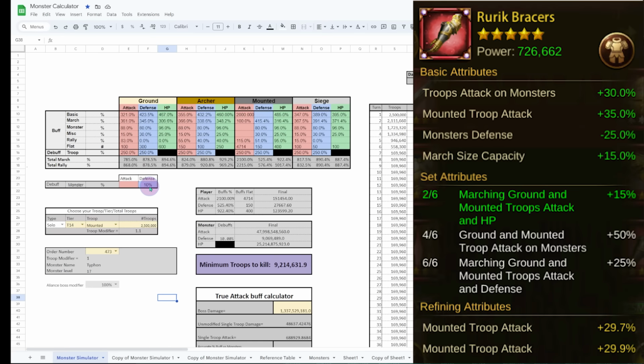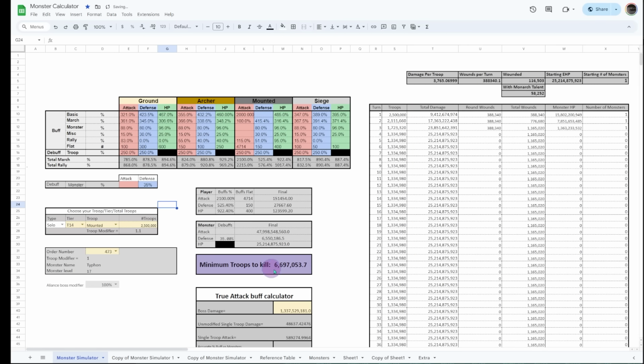Now let's add Rurik Bracer. This is something a free-to-play player can eventually get, like one little Civ gear if he wants to focus on monsters, and that gives you an extra 25% debuff. So that's going to give us an overall of 35%. So you went from 10 million troops to have to take out this monster to 6.7 million troops. And now you have much, much less wounded, because now you're able to take out this monster a lot earlier.